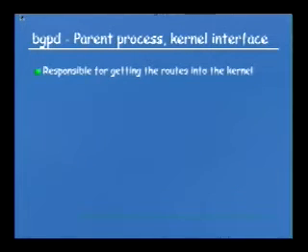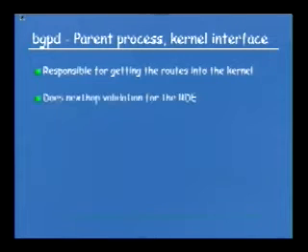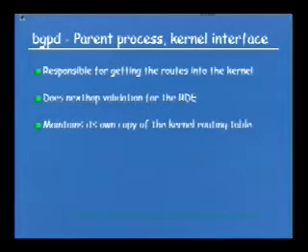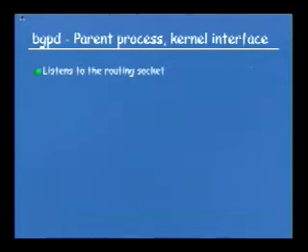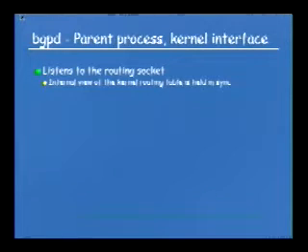Looking at the parent process. The parent process is responsible for getting the routes into the kernel. It does the next hop validation. It maintains its own copy of the kernel routing table. For that, it has to fetch the kernel routing table and the interface list at startup, and listens at the routing socket where all changes to the kernel routing table show up as messages to keep the internal view in sync.